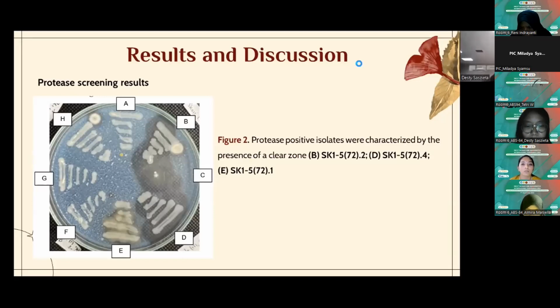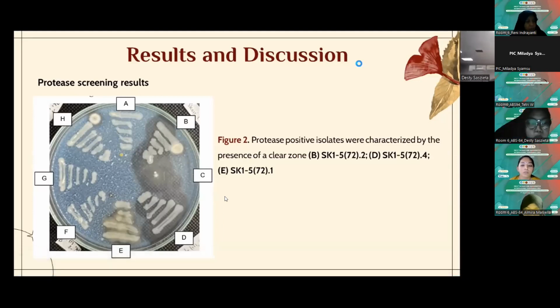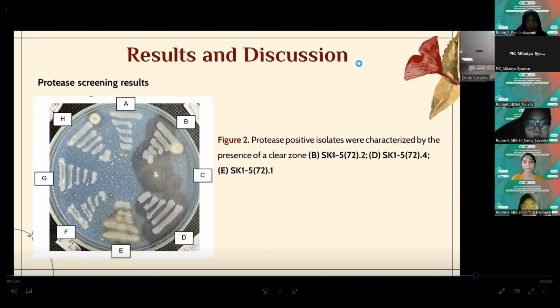Based on the result of the test, it was discovered that isolates from Sulawesi 1 in B, D, and E had the ability to produce cellulase and protease. These 3 isolates were isolated after 7 to 8 hours of fermentation.